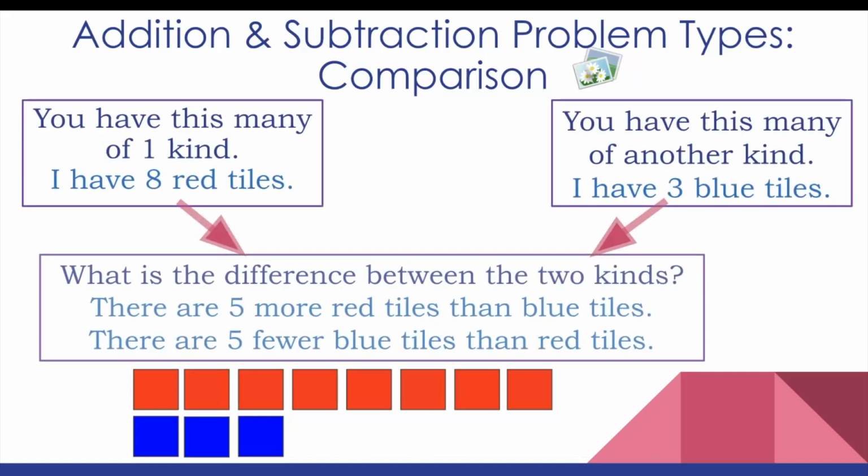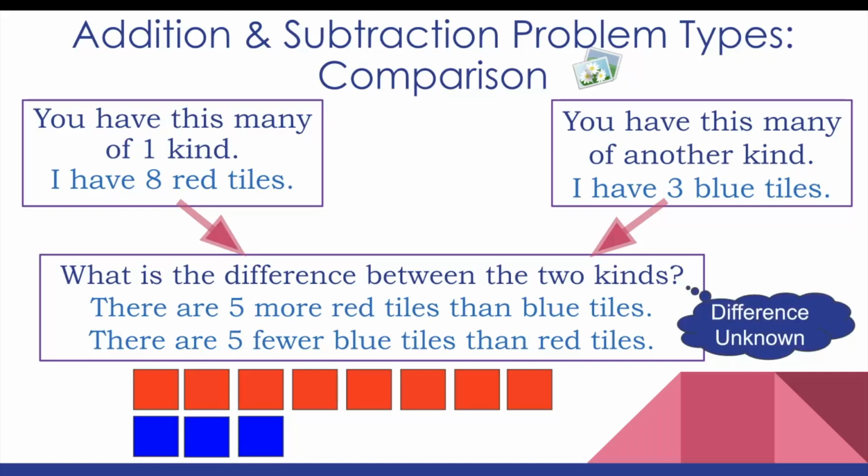In this example, we see 8 red tiles and 3 blue tiles, and the difference between the 2 colors of tiles is 5 tiles. Again, any part of this situation can be unknown. With this problem type, the questions can be adjusted using comparison words like more and fewer. The difference can be unknown. We practiced this in first grade.